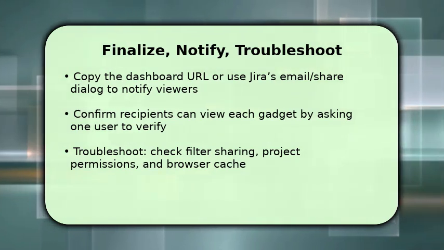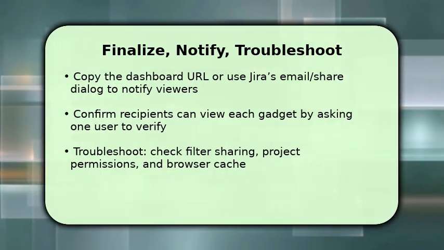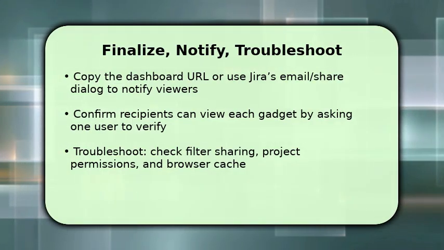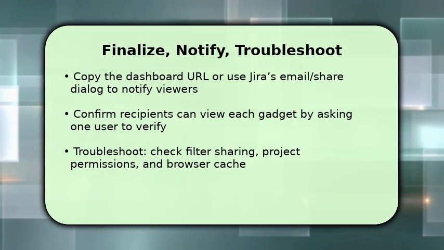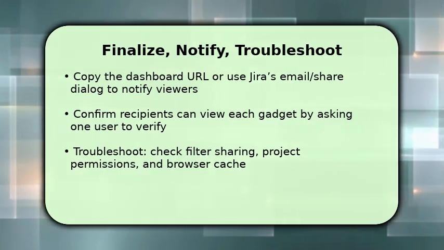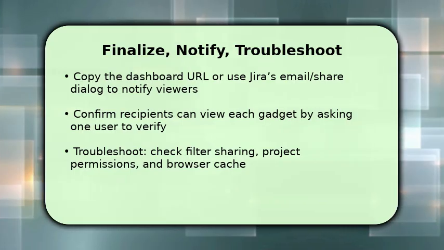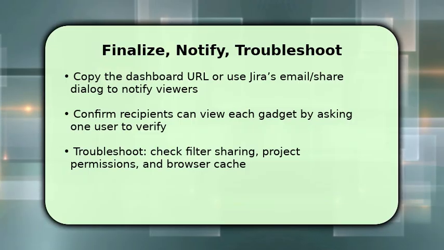After sending, ask one recipient to validate that gadgets render and numbers match expectations. If they can't see content, make sure shared filters are set correctly and that project-level permissions don't block issue visibility. As a quick troubleshooting tip, ask them to clear browser cache and retry, and recheck filter and project permissions if problems persist.